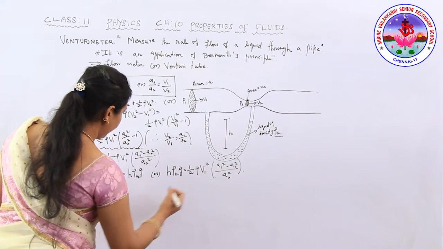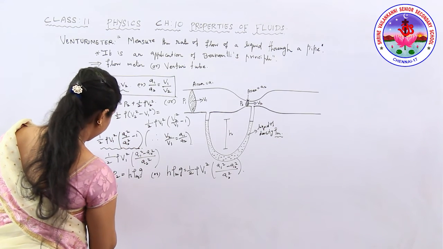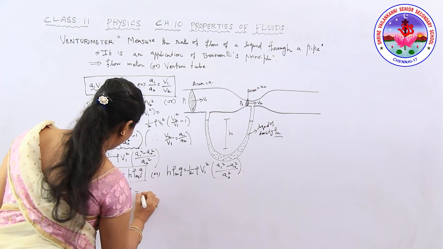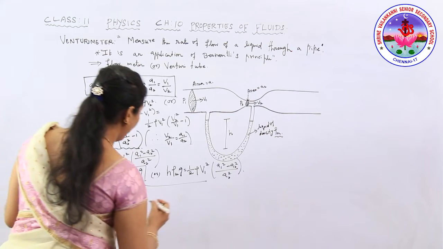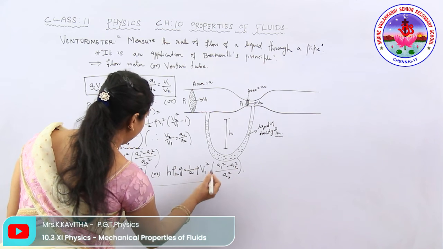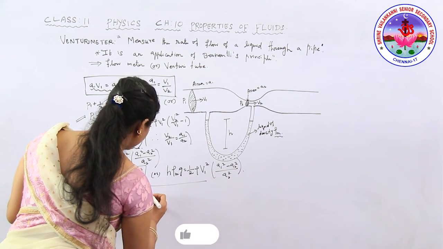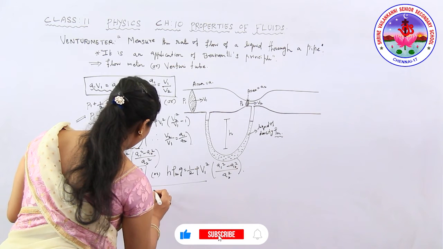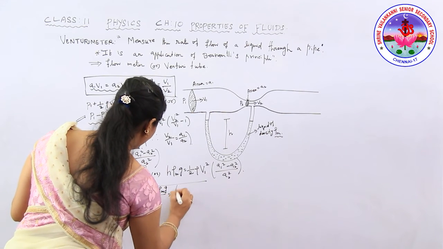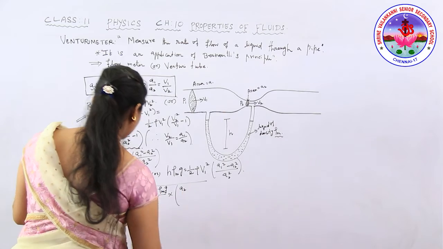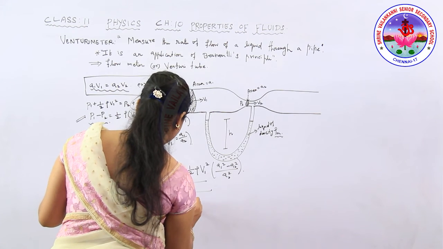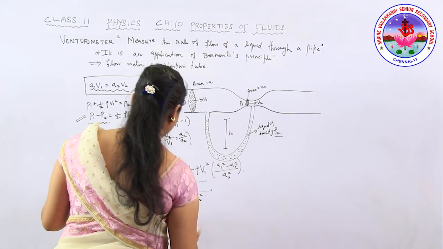From this, by simplifying, we get V1 square, and in simplified form I will write V1 equals root of 2h rho m g, whole divided by rho into A2 square, whole divided by A1 square minus A2 square.